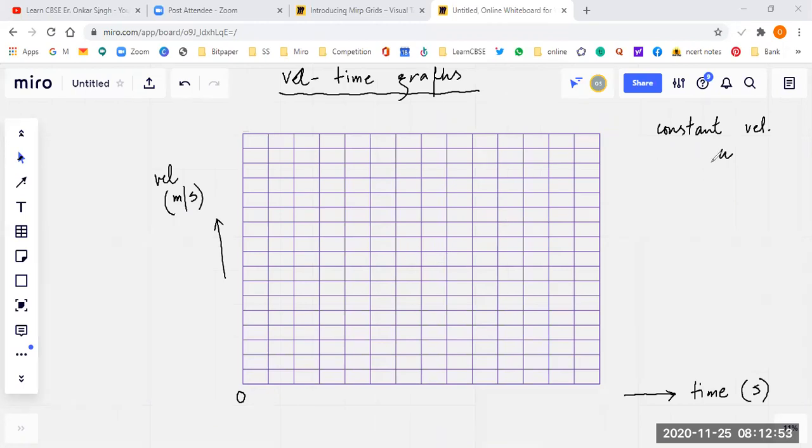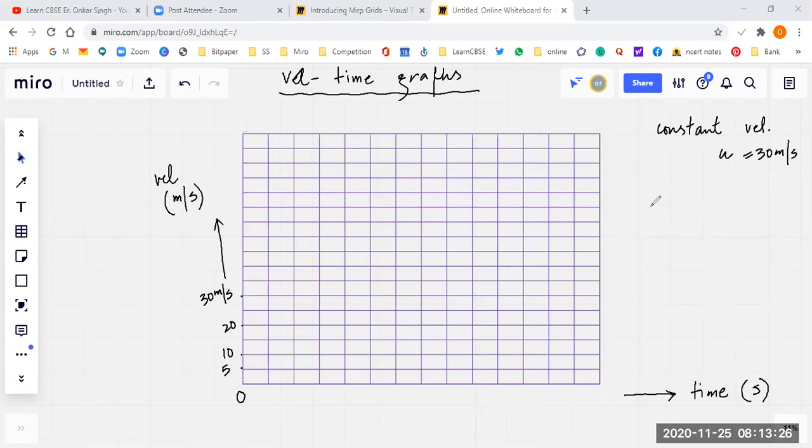Now, since the vehicle is moving with a constant velocity, let us say that velocity is 30 meter per second. Let's say every division represents 5 meter per second. So this will be 5, this will be 10, 20, and this will be 30 meter per second. Am I right? This point.